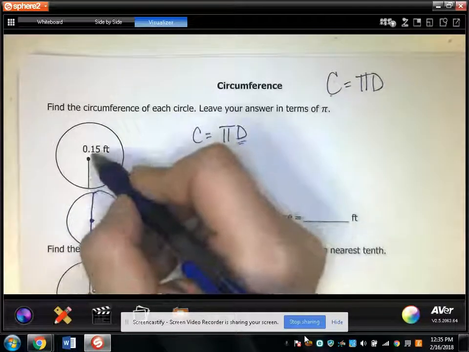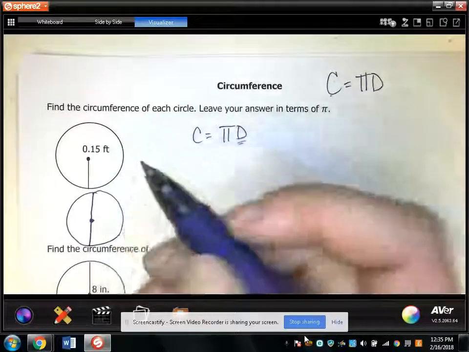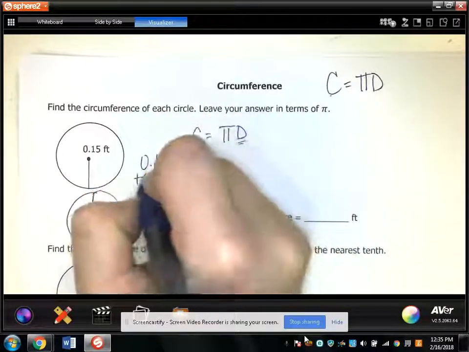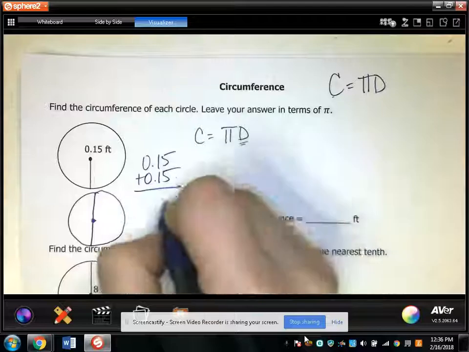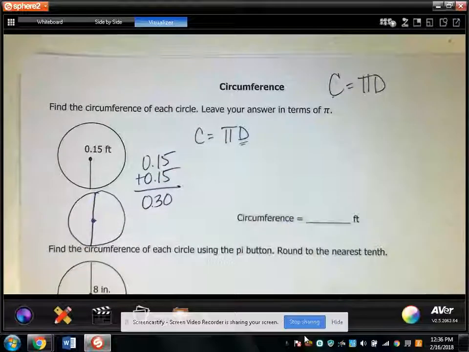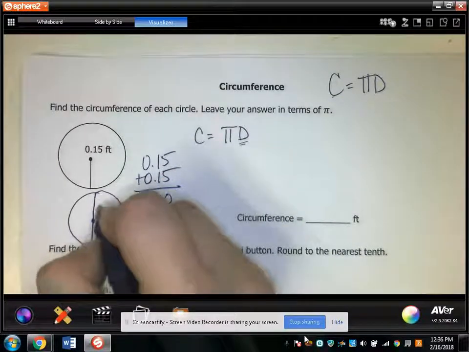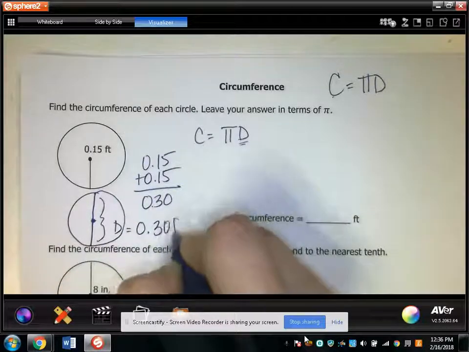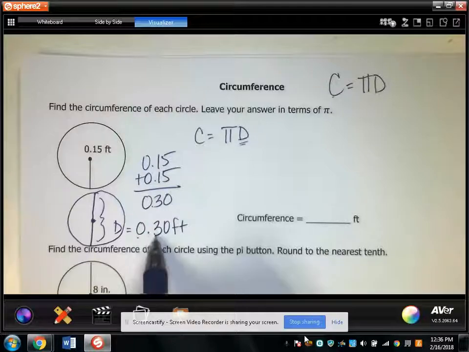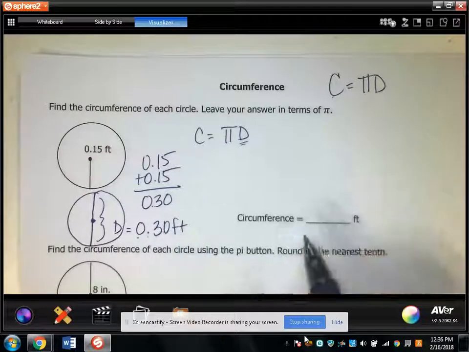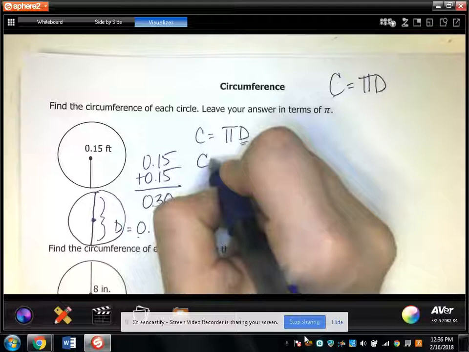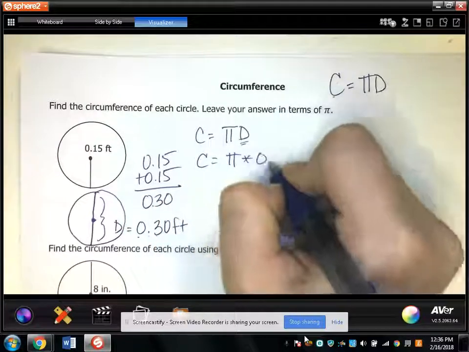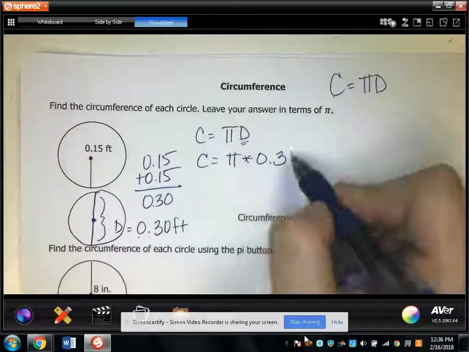So if the radius is 0.15 feet, you could add that by itself, or you could multiply by 2, and you're going to find out the whole diameter is going to be 0.30 feet, or you could just say 0.3 feet. This 0 is non-significant. So circumference is pi times 0.3, and I'm not going to write the 0 there.